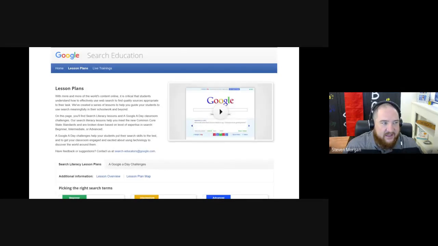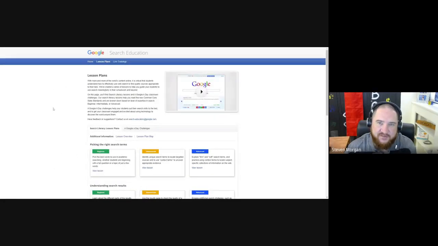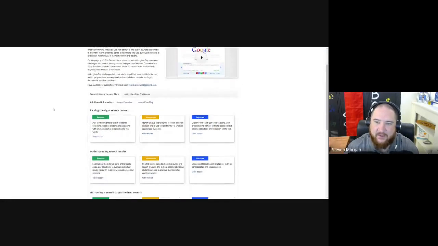Continuing on, this standard, again, it looks at gathering information that is credible, and I think in order to be able to do that, students have to know how to search for items. And so Google Search for Education provides lesson plans, again, for teachers that they can use to help teach. I'm going to go ahead and open this as well, to help teach students how to search. And so, for example, picking the right search term, there's a beginning lesson plan, there's an intermediate lesson plan, and there's an advanced lesson plan.